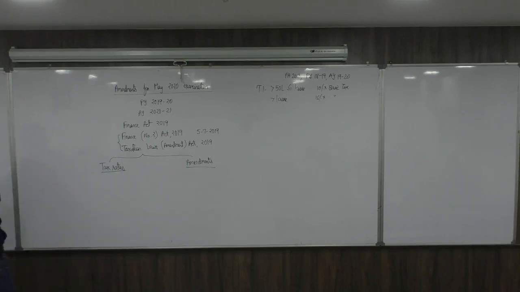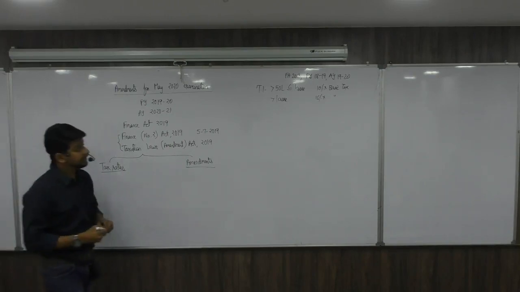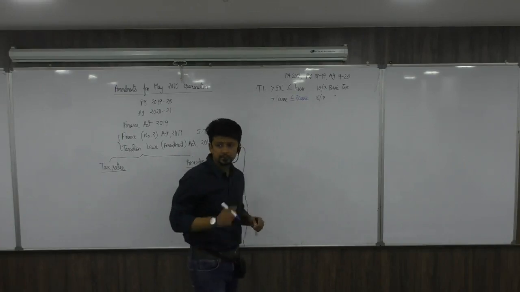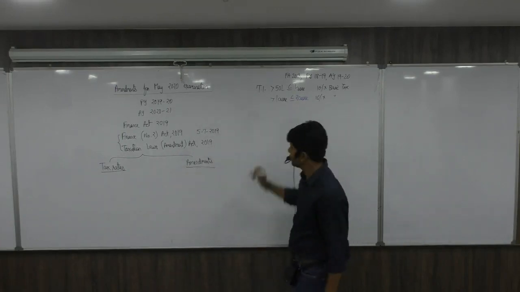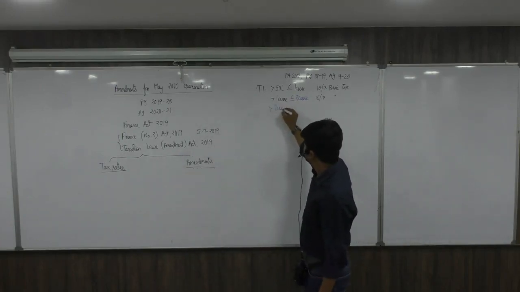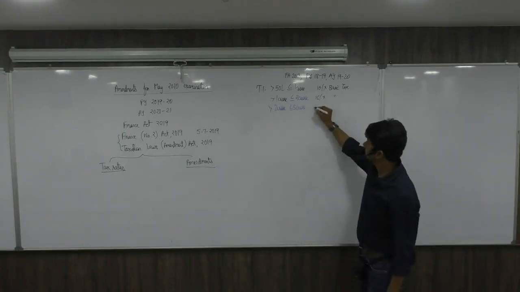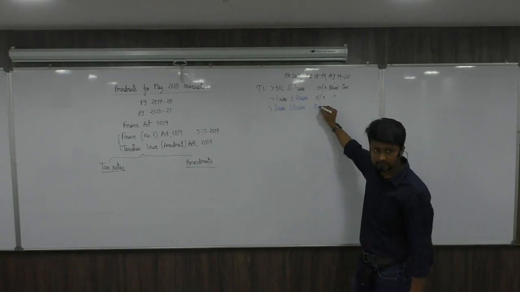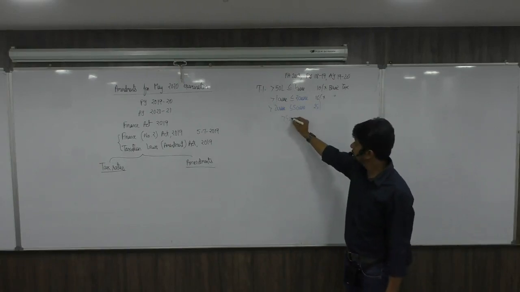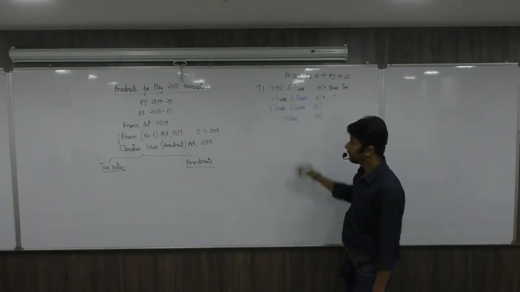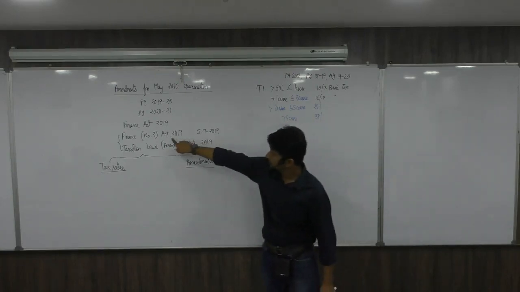15% may change. If the total income exceeds 1 crore but does not exceed 2 crore, then the surcharge rate will be 15%. If it exceeds 2 crore but does not exceed 5 crore, then the surcharge rate is 25%. And if it exceeds 5 crore, then the surcharge rate is 37%. This was all introduced by that Finance No. 2 Act 2019.